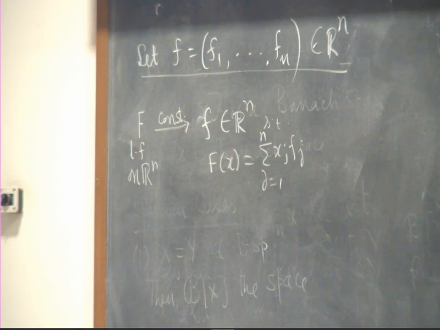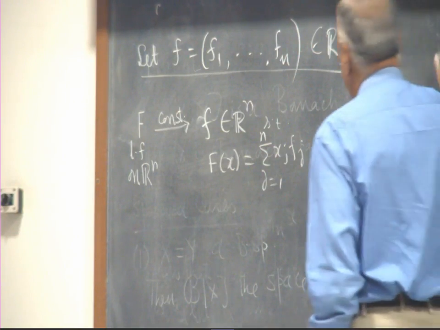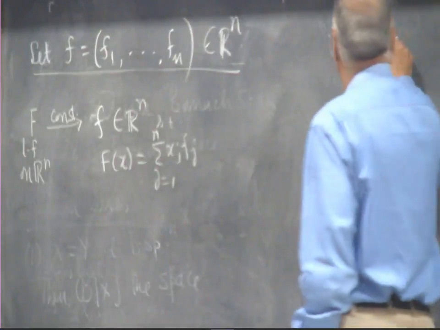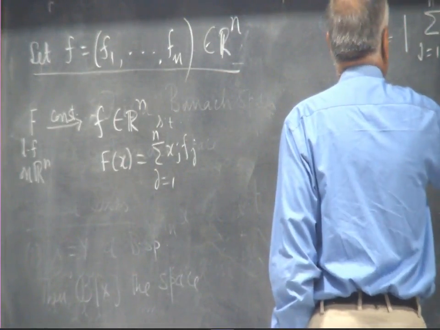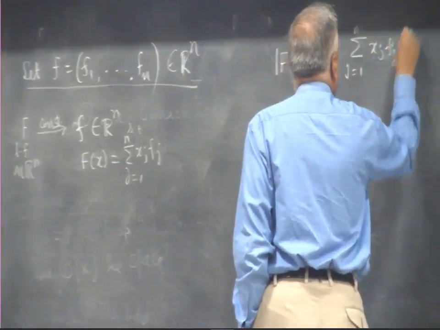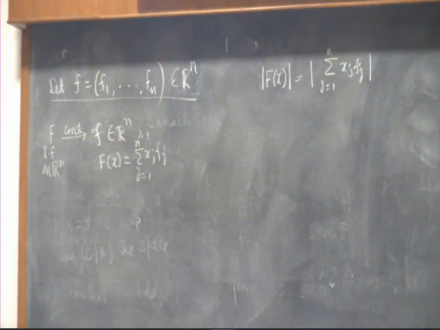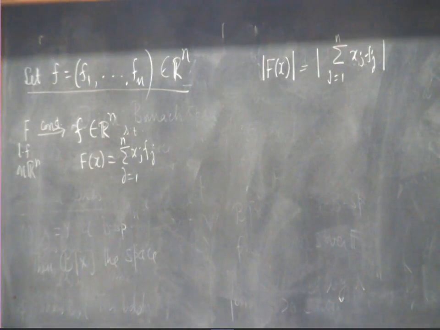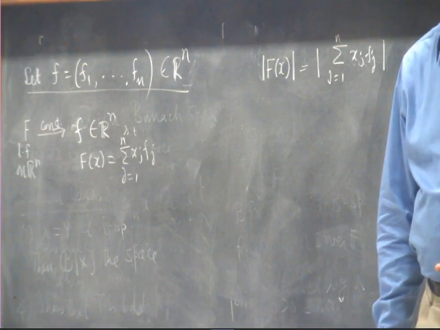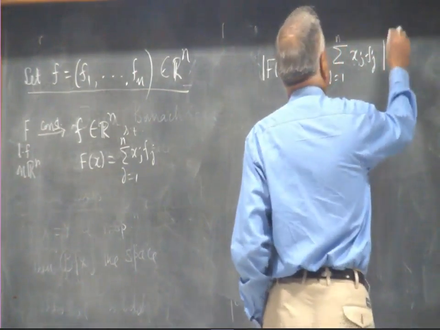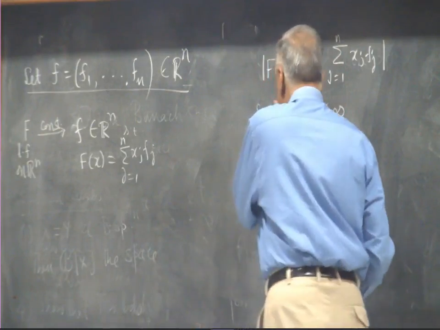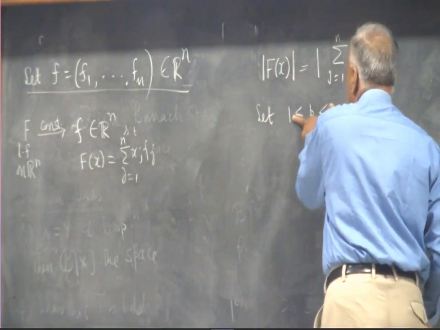Now I am going to do something. Look at mod f(x). What is that? Modulus of summation x_j f_j. Now I have this whole host of inequalities: Cauchy-Schwarz, Holder's inequality, and so on and so forth. So let 1 less than or equal to p less than infinity. Let us say first 1 less than p less than infinity.